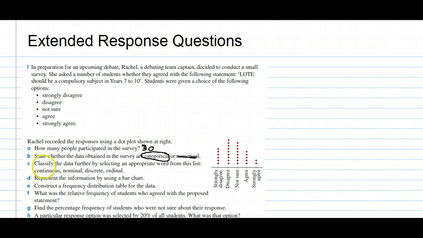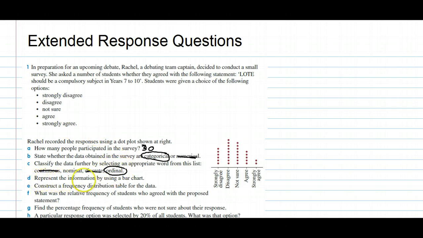Categorical. In part C we have to classify it further. So we know it was categorical data, so we can cross out discrete and continuous. Was the data nominal or ordinal? Now clearly there's an order to these responses. They're not just random selections in a category. There's a clear order to them, from strongly disagree, a negative response, gradually becoming more positive, to eventually really positive. So this is ordinal data.